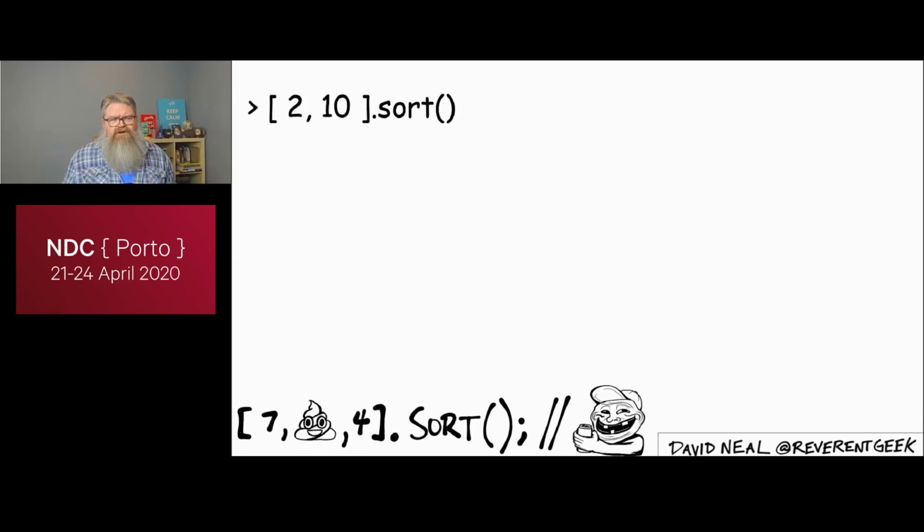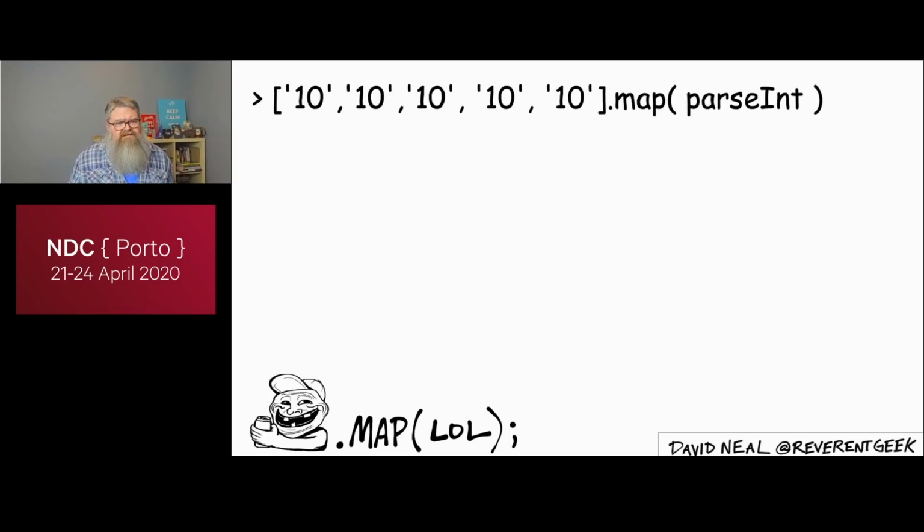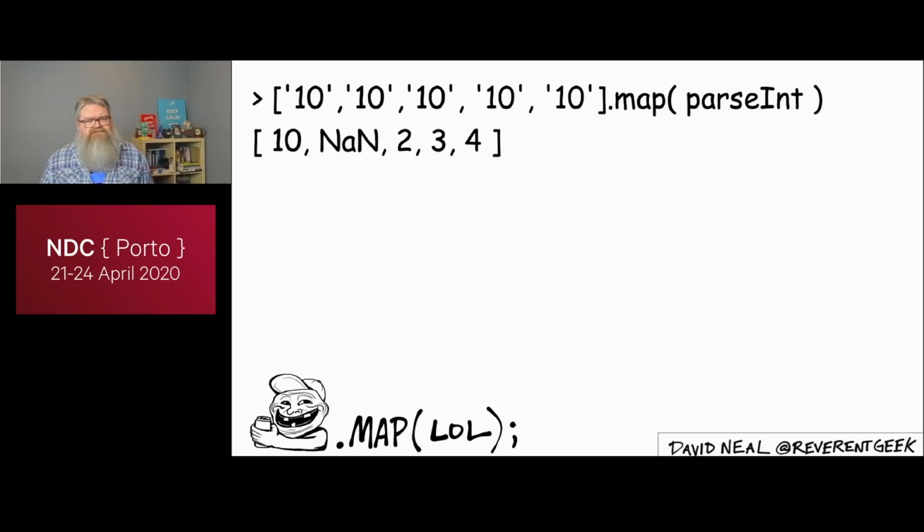Let's talk about sorting in JavaScript. If we were to sort this array of 2 and 10, we would get 10 and 2, as we would expect, because JavaScript is being really helpful in ignoring the fact that these are numbers, not strings. If we map an array of strings and we want to parse these numbers, we would expect an array of tens, right? No, we get something silly like this.